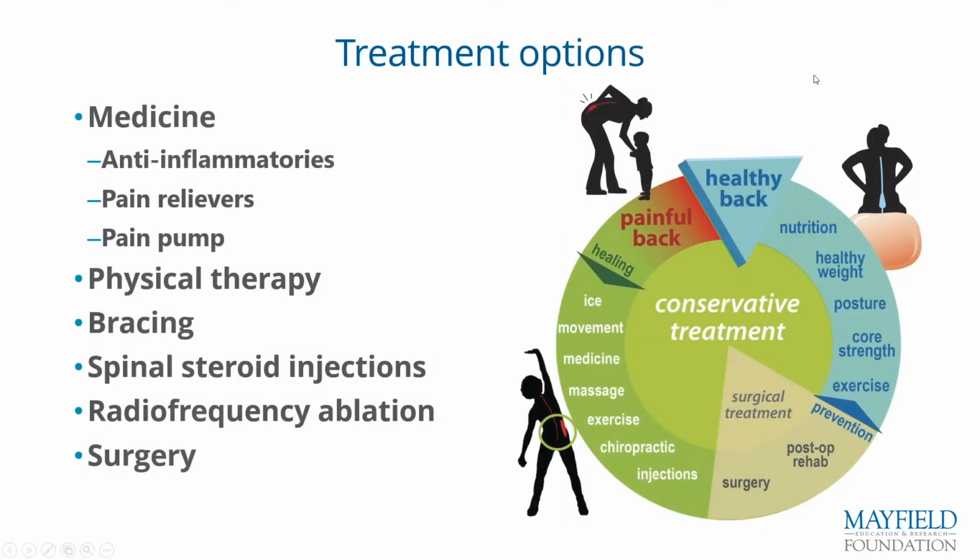So what happens if you do have a deformity? What are the treatment options? Well, just like anything, we start with the least invasive possible. So different medicines, anti-inflammatories, pain relievers, even a pain pump perhaps. We enroll people in physical therapy. We trial bracing, maybe some steroid injections, radiofrequency ablation. Now this is a procedure where you can block the nerves that innervate the spine and cause the pain. And then ultimately, if all of our non-operative management strategies fail us, we have to consider surgery.